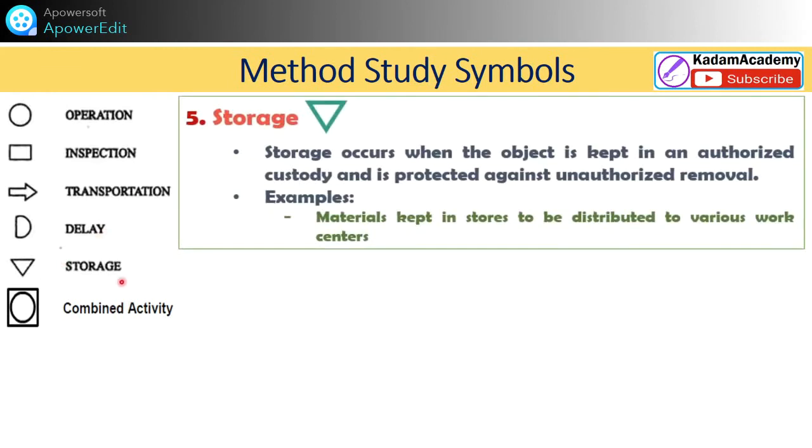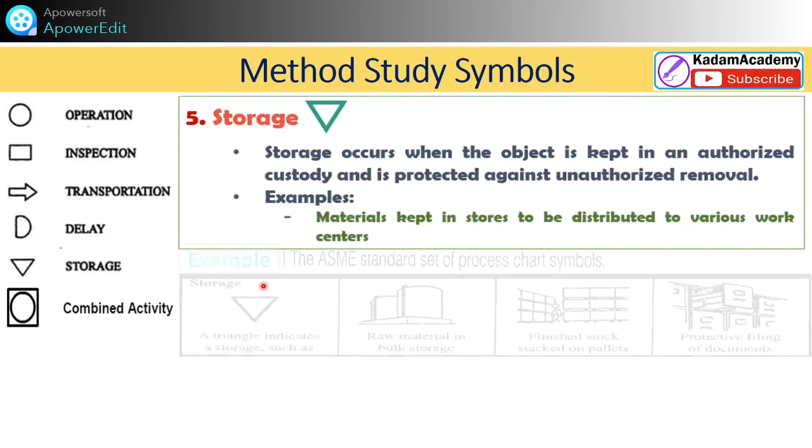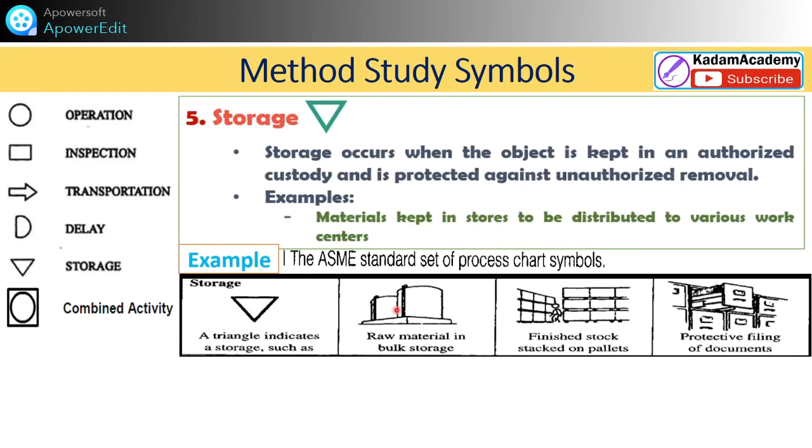And the fifth one is storage, represented by this triangle. Storage occurs when the object is kept in authorized custody, or it is protected against unauthorized removal. So the material kept in stores, to be distributed to various work centers, that is where it will be kept. That is storage. Examples of storage: these big tanks, raw material bulk storage, finished stock and racks, or protective filing of documents, filing racks, or cupboards to keep the files.